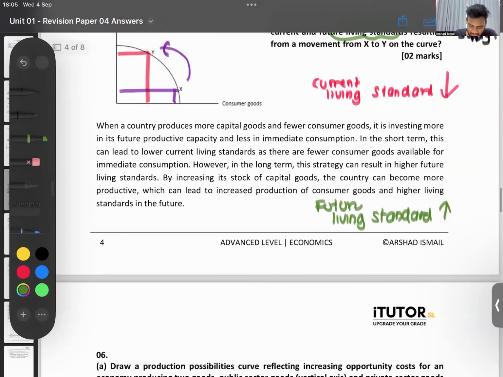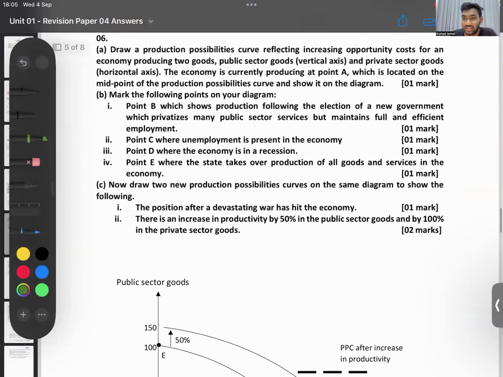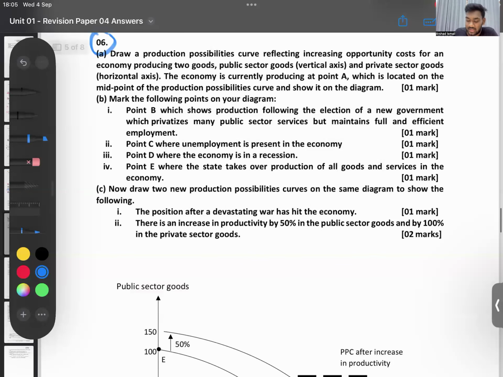Then going into question 6. Now, this one was again a big question to show a lot of things in one diagram. Okay, so listen carefully. We'll see how this goes. Question number 6 is saying, draw a production possibility curve reflecting increasing opportunity cost. That means it has to be concave. And take public sector goods as the vertical axis. Now if you switch the axes, you don't get marks. Public sector goods as the vertical axis, private sector goods as the horizontal axis.